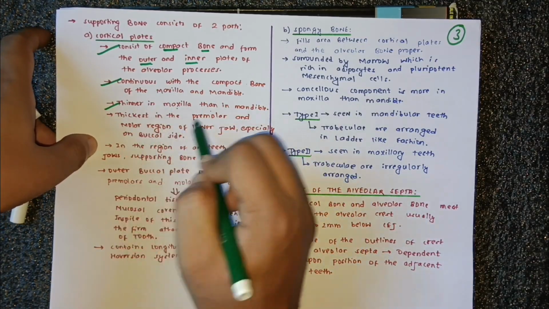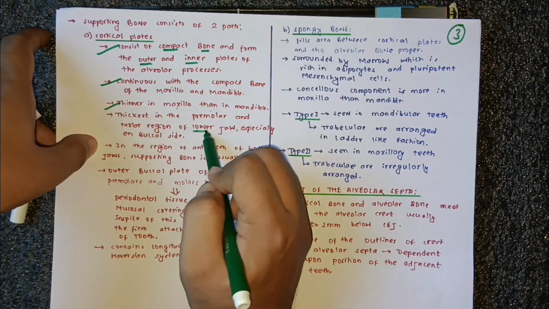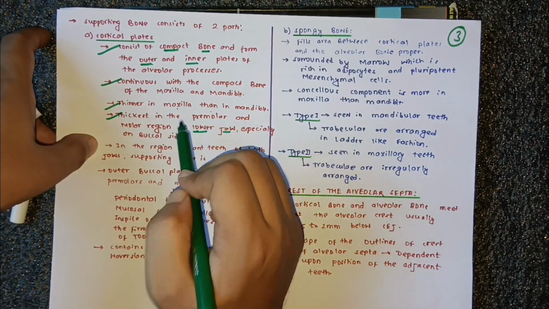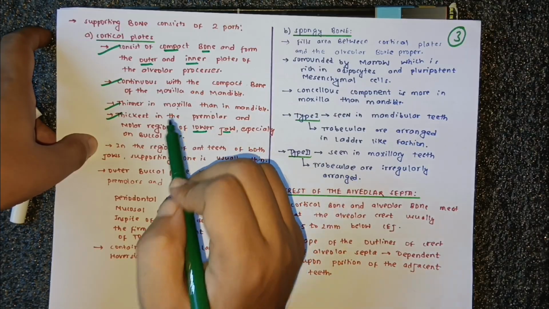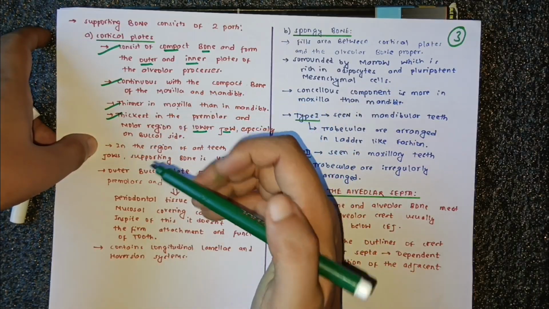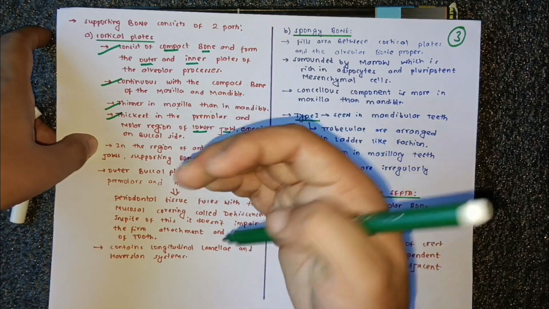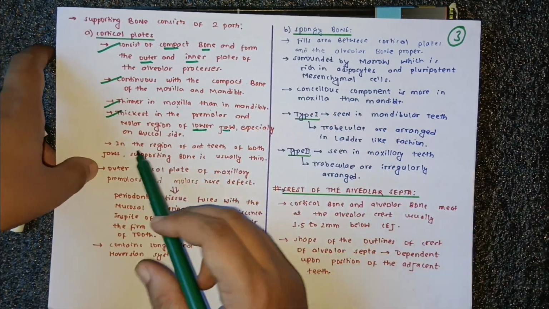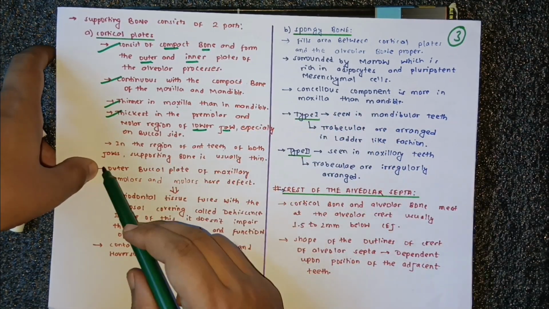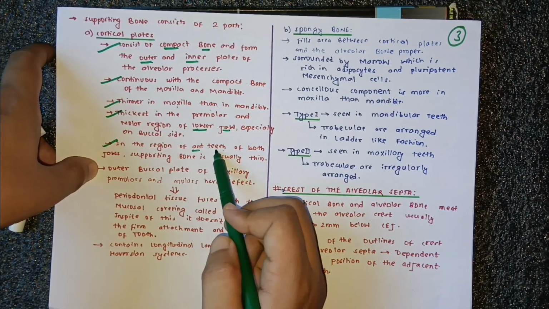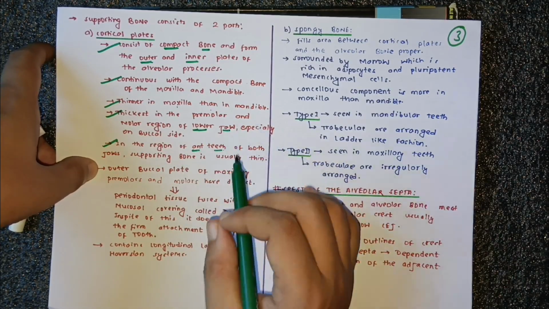After that, it is thickest in the premolar and molar region of the lower jaw, especially on the buccal side. This is also a very important question for your MCQ exam. So it is thickest in the premolar and molar region of the mandible, on the buccal side. In the region of the anterior teeth of both jaws, the supporting bone is usually thin.